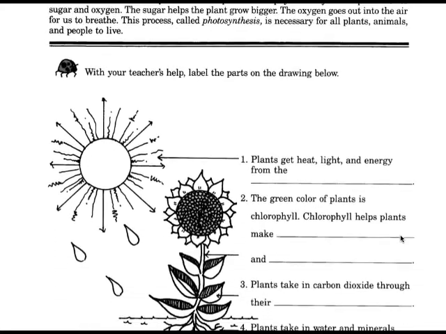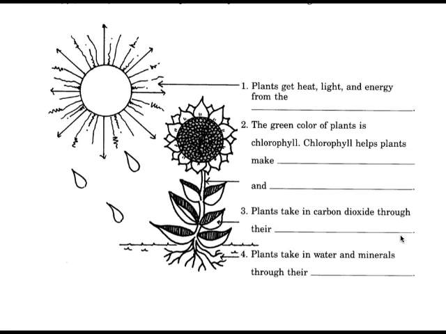Okay, so if we look at number 1, it says plants get heat, light, and energy from the, what do we think it is? Sun. That is correct. So in the blank, go ahead and write sun, which is what the arrow is pointing to. Number 2 says the green color of plants is chlorophyll.